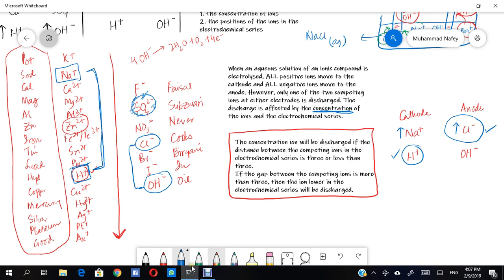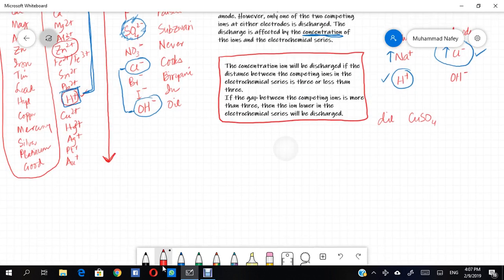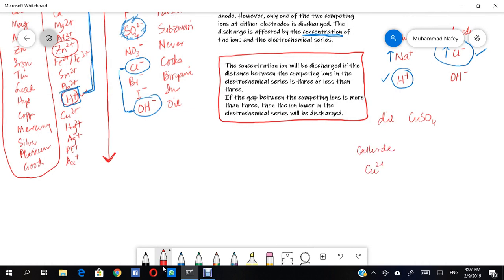Let's take another example. Let's do the electrolysis of dilute copper sulfate. So when we are electrolyzing dilute copper sulfate, what do we have at the cathode? At the cathode we have copper ions and we have hydrogen ions. And at the anode we have the sulfate ions and we have the hydroxide ions. Since it's a dilute solution, we have higher proportions of hydrogen ions and hydroxide ions as compared to the copper ions and the sulfate ions.